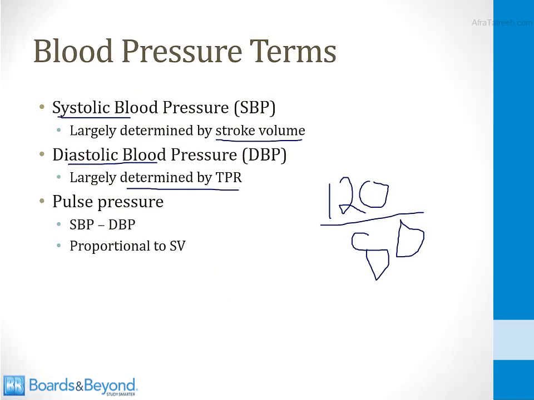One other important blood pressure term is the pulse pressure. This is the difference between the systolic and diastolic pressure. So for example, for a patient with a normal blood pressure of 120/80, the pulse pressure would be 40. And this is also proportional to the stroke volume. Remember what I told you before. The height of the blood pressure, meaning the maximum value or the systolic pressure, is determined by the stroke volume. This means that the difference between these two numbers, or the pulse pressure, is also determined by the stroke volume.